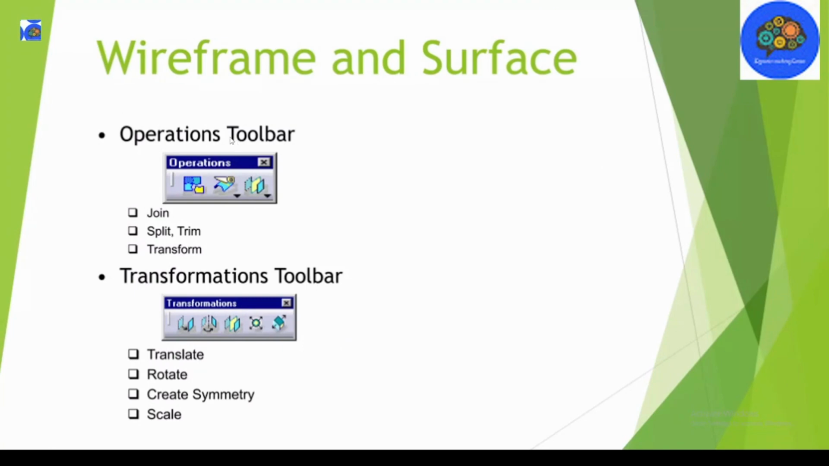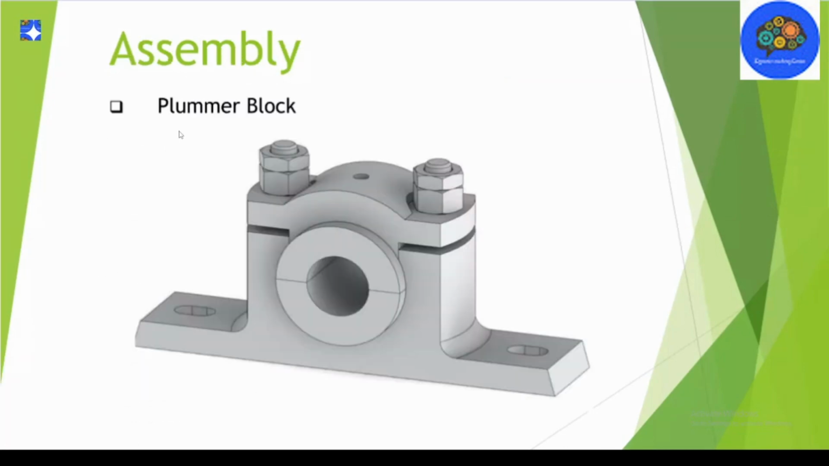And then in the wireframe and surface workbench we will be having operations toolbar like joining, splitting and trimming, and transformation. In the transformation toolbar we will be having translate. This is the translate option, this is the rotate option, this is the symmetry option, and this is the scale option. Okay, and then the next thing we will be going to is the assembly of a real part.